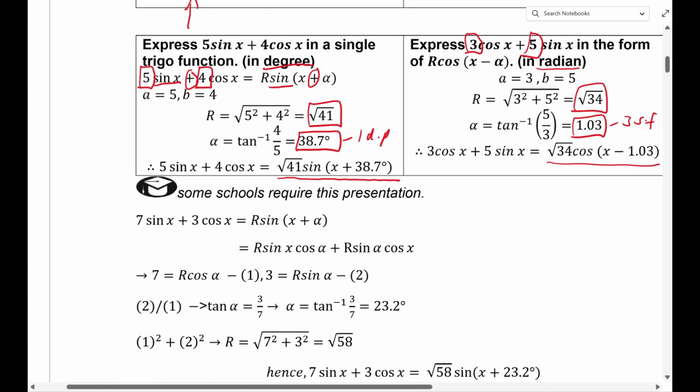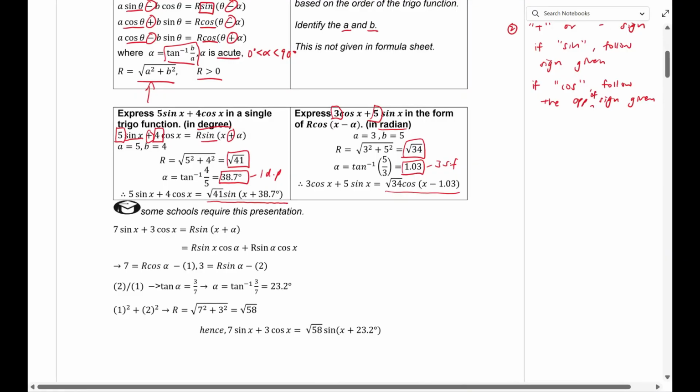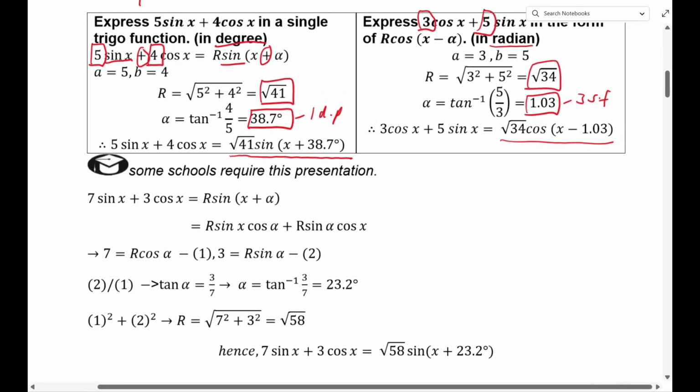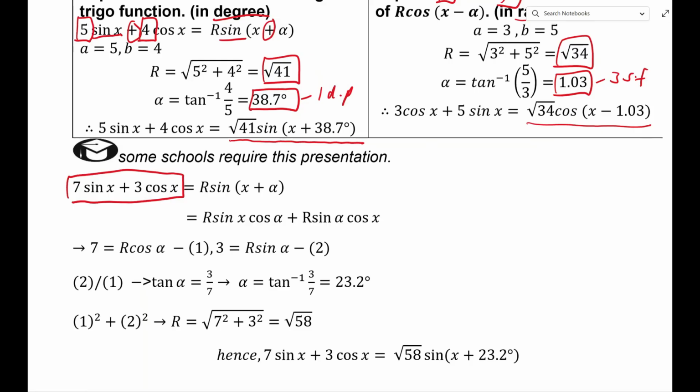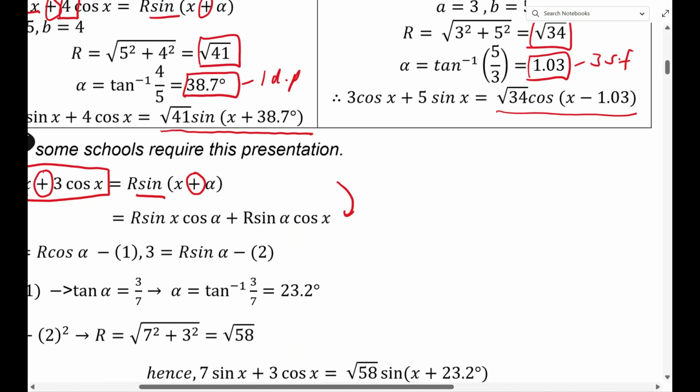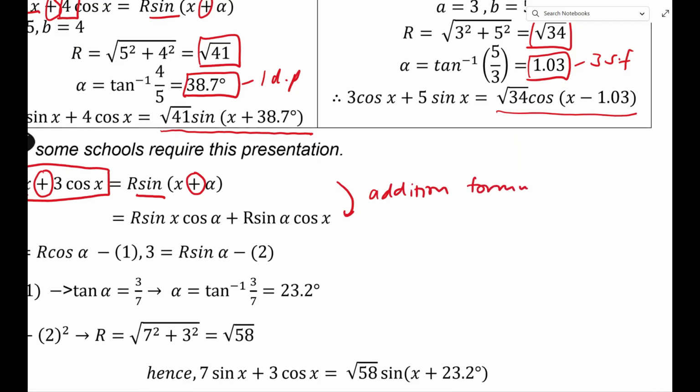Now, some schools require this presentation. This presentation is basically just a proof of how we get our basic angle and r value. So firstly, we'll once again use our given equation to derive our chosen formula. Sine x comes first, therefore our chosen formula will have sine. And since it's sine, we'll just follow the plus sign given. So plus sign here means plus sign in our chosen formula. And from here to the next step, we are basically expanding using the addition formula that we can find in our math formula sheet.